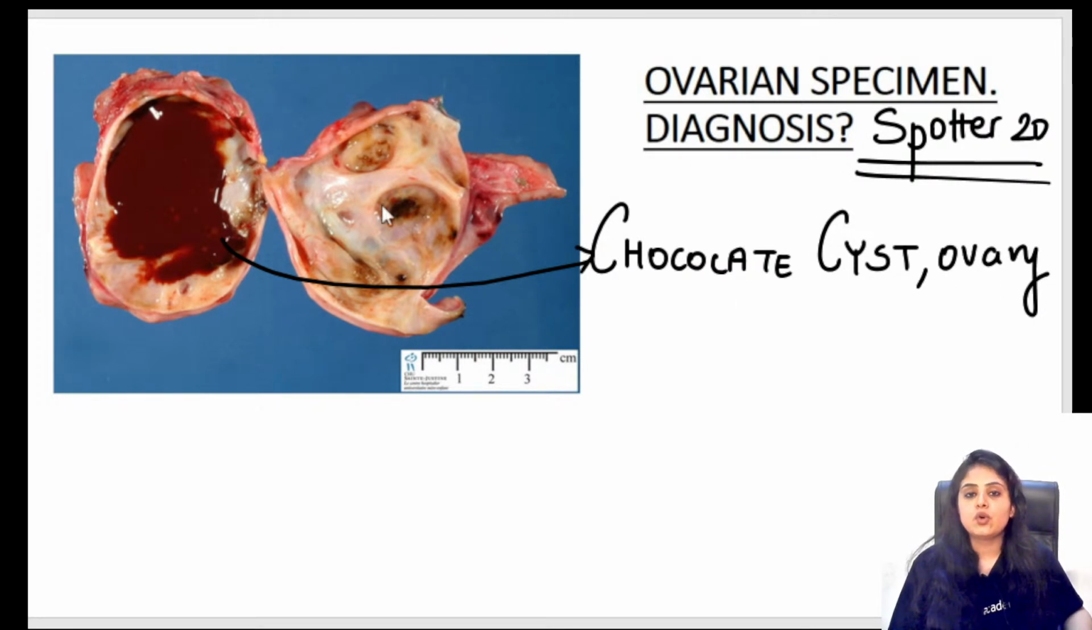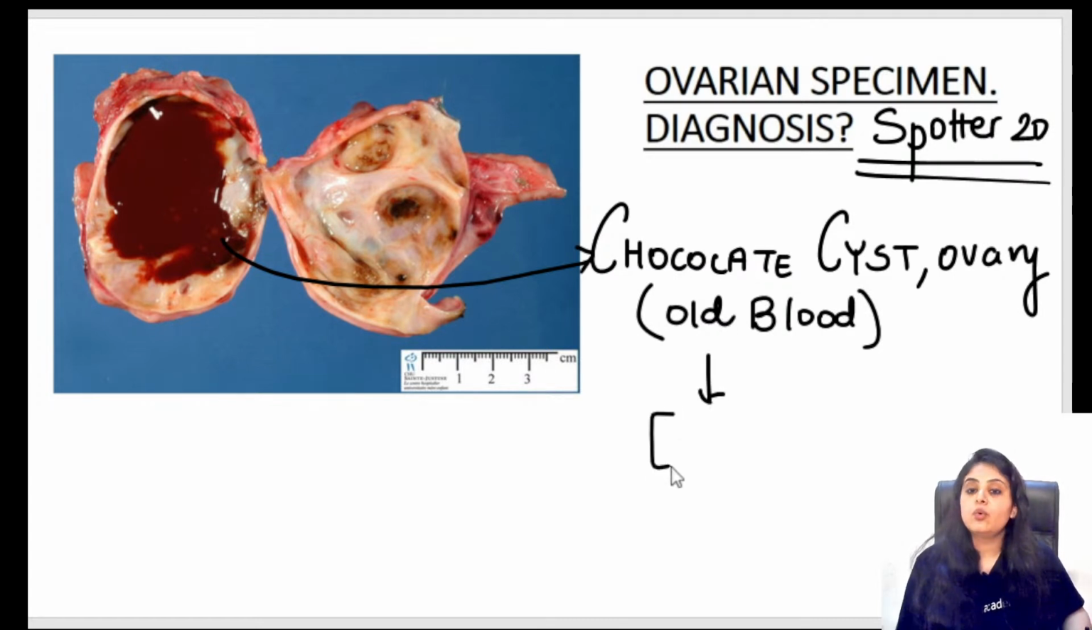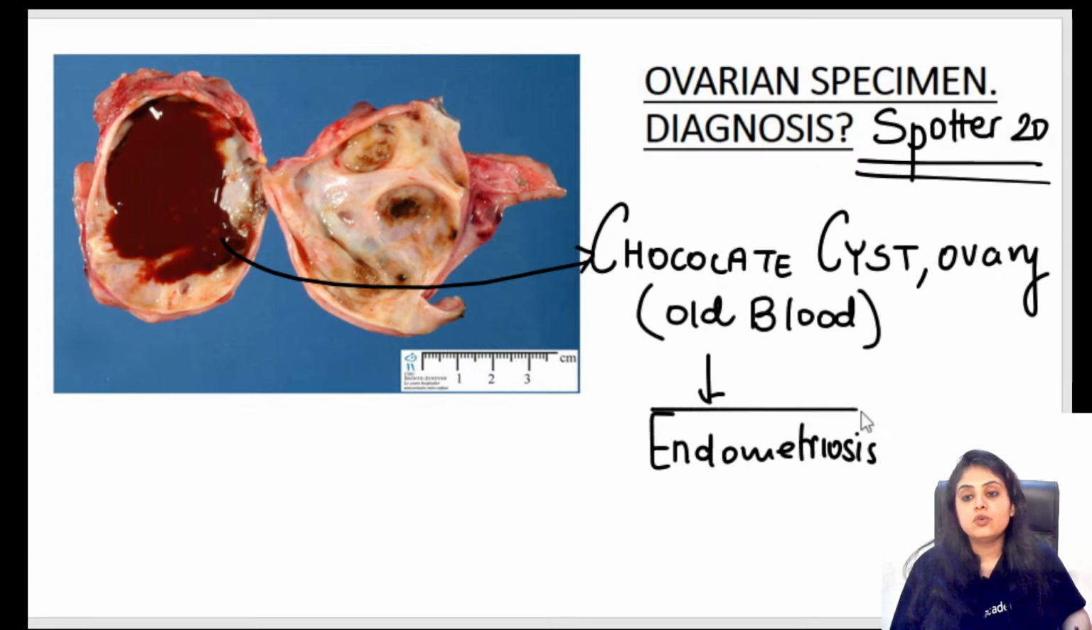What does it signify? Chocolate, basically the brown color, right? So what is the brown color? Brown color is nothing but old blood. Let's think from the human body point of view. We can't have chocolate, so we have old blood. Which condition has old blood? Perfect. That is the answer I was waiting for. This is a case of endometriosis.